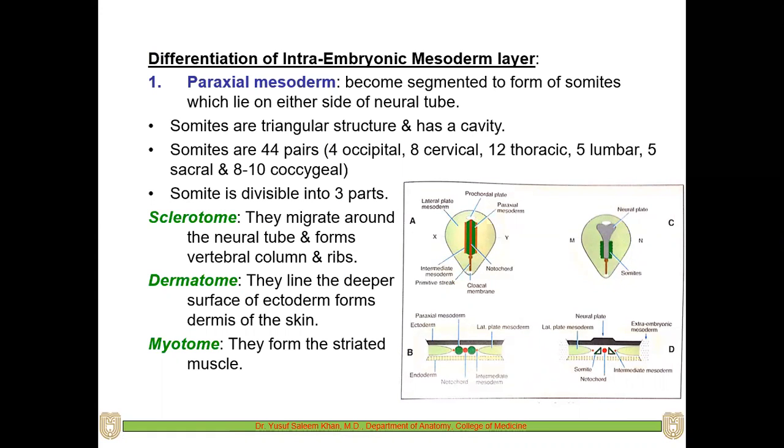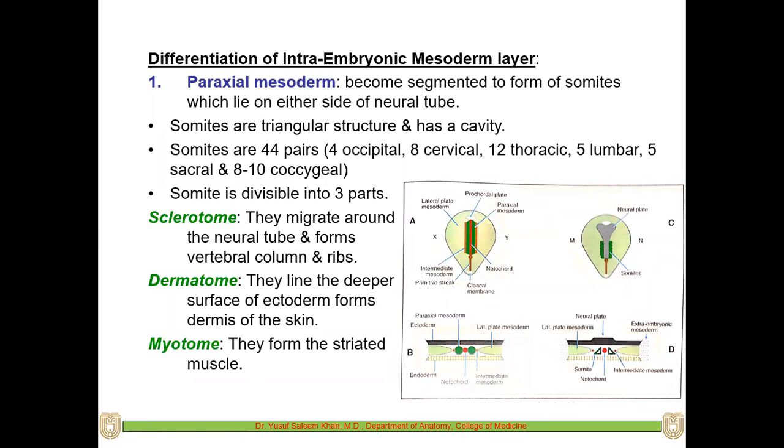So these somites are divided into three parts again. So the paraxial mesoderm itself is divided into three parts. Now within this paraxial mesoderm, the somites divide again into three parts. The first one is called the sclerotome. They migrate around the neural tube and form the vertebral column and ribs. So this one part which is around the notochord and the neural plate above, they will go around the neural tube and form the vertebral column and ribs. This is called a sclerotome. Sclero means bony. Okay.